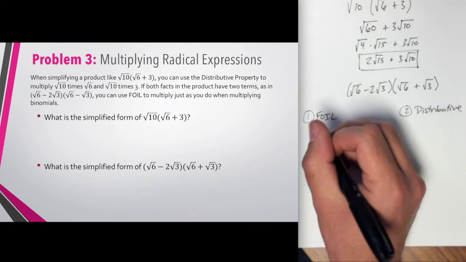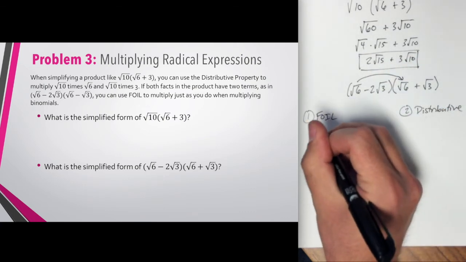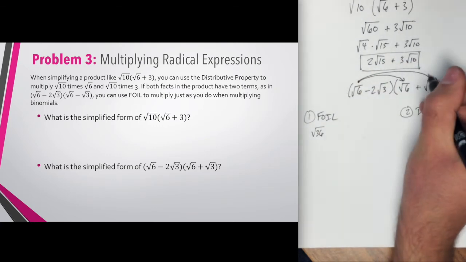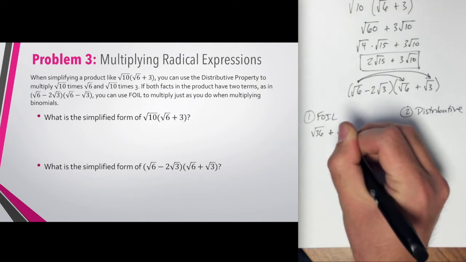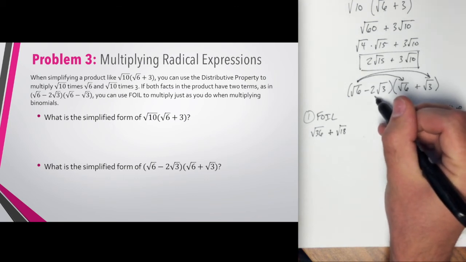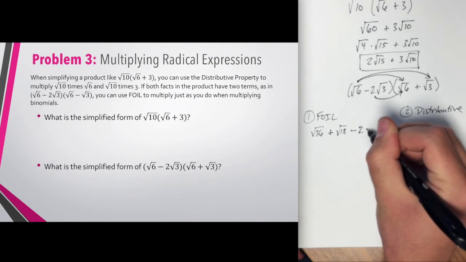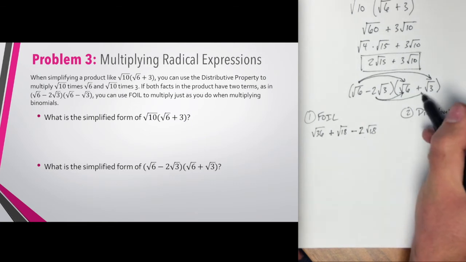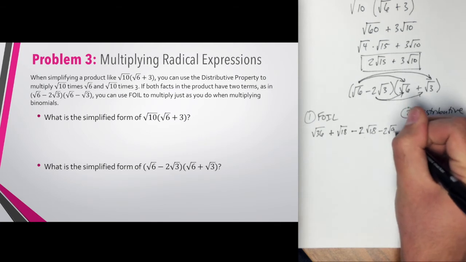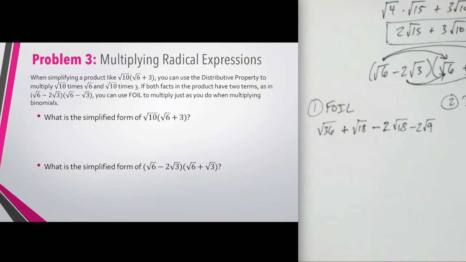So for FOIL, first you're going to do the first pieces. So the square root of 6 times the square root of 6 is the square root of 36. Then outer, square root of 6 times the square root of 3, positive square root of 18. Inner, this negative 2 square roots of 3 times the square root of 6 makes negative 2 square roots of 18. And last, negative 2 square roots of 3 times the square root of 3 makes negative 2 square roots of 9. And now, as you probably noticed, you can actually simplify this.